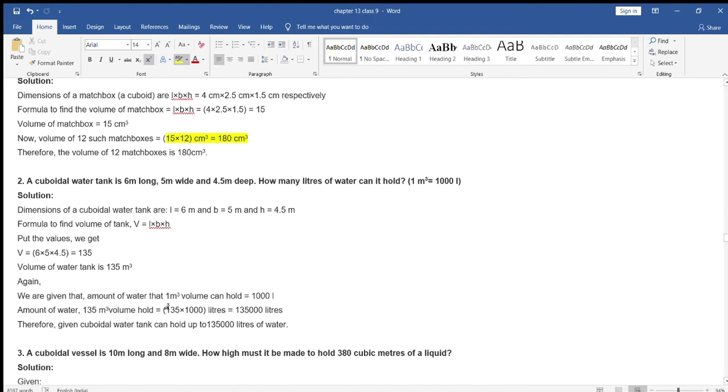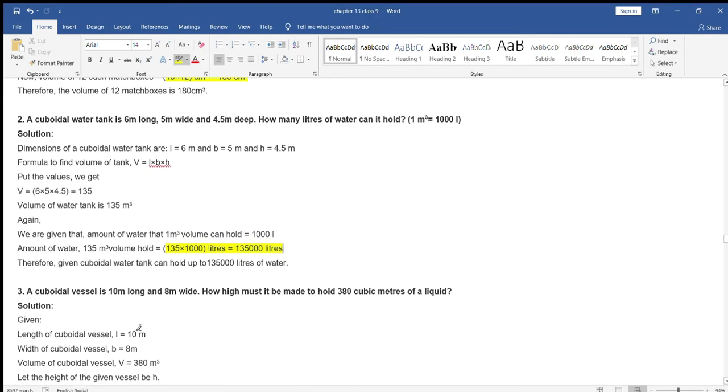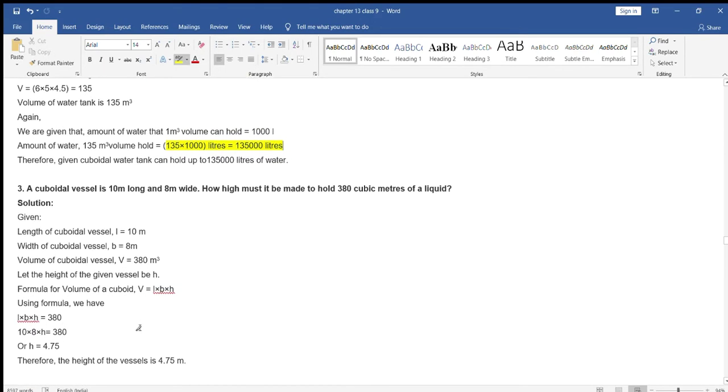For converting, a hint is also given in our question, but in the examination it will not be there. So you have to learn that 1 meter cube is equal to 1000 liters. For converting volume into capacity, that is how many liters it can hold, we multiply it by 1000 and we get our result. Okay, just see the third question.